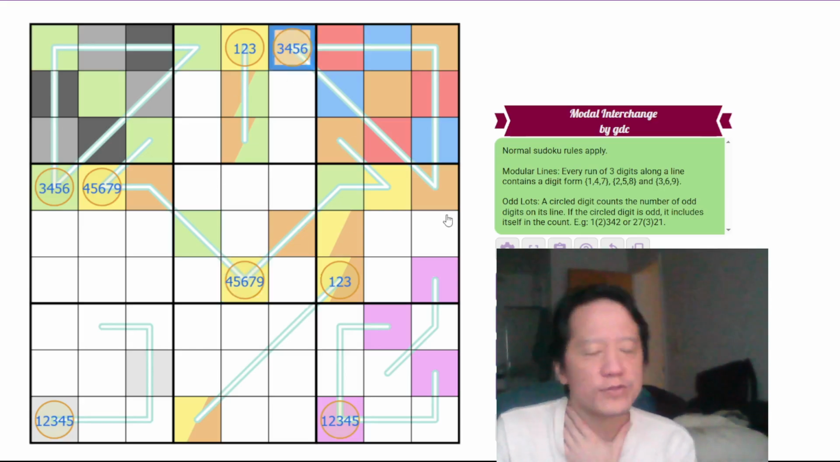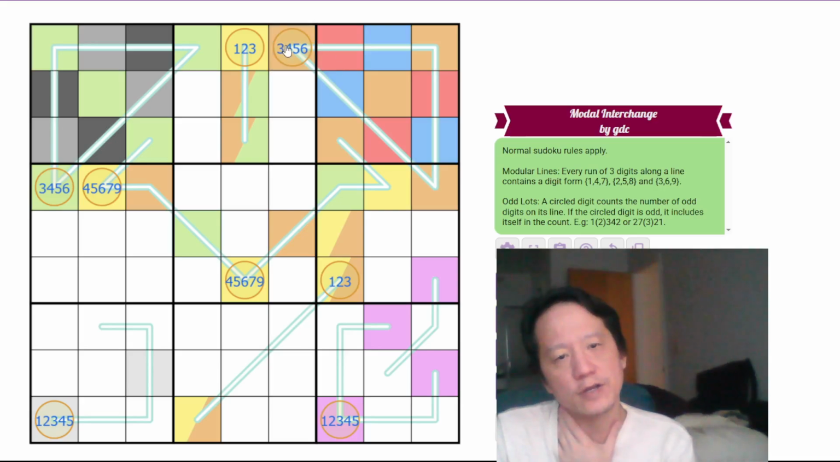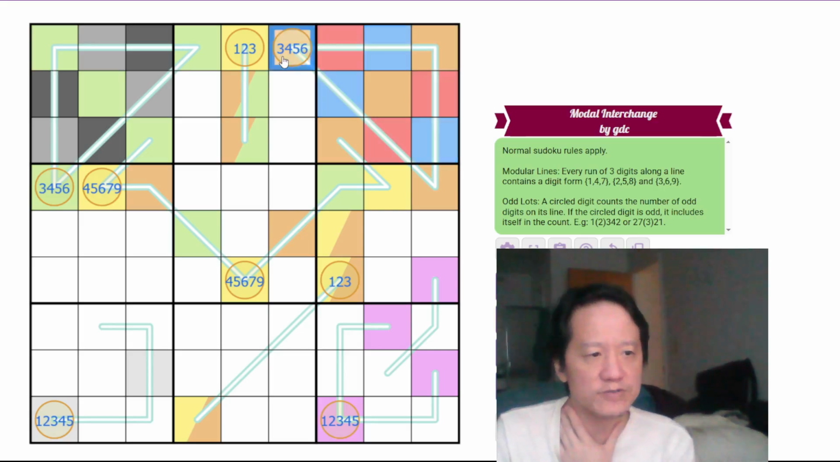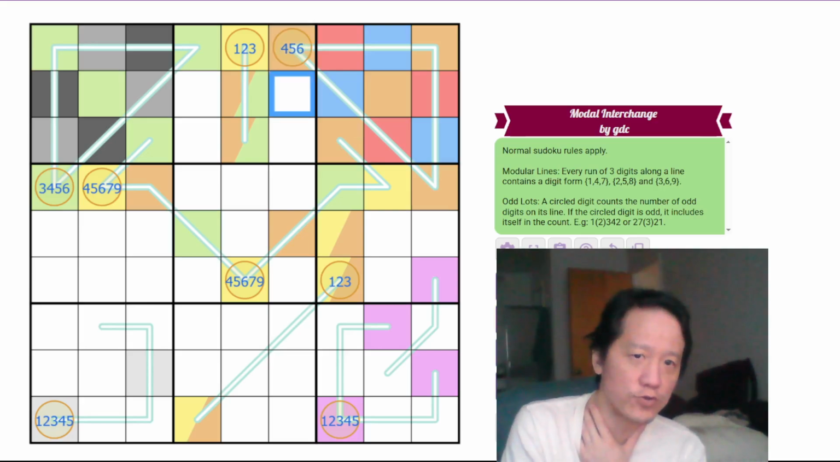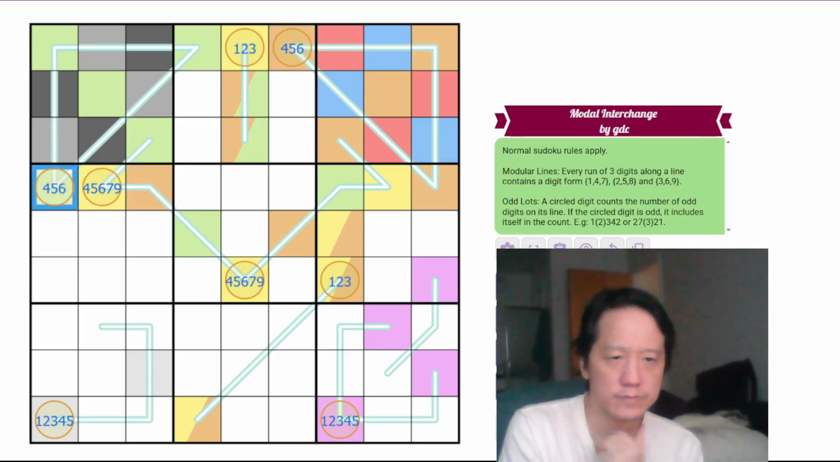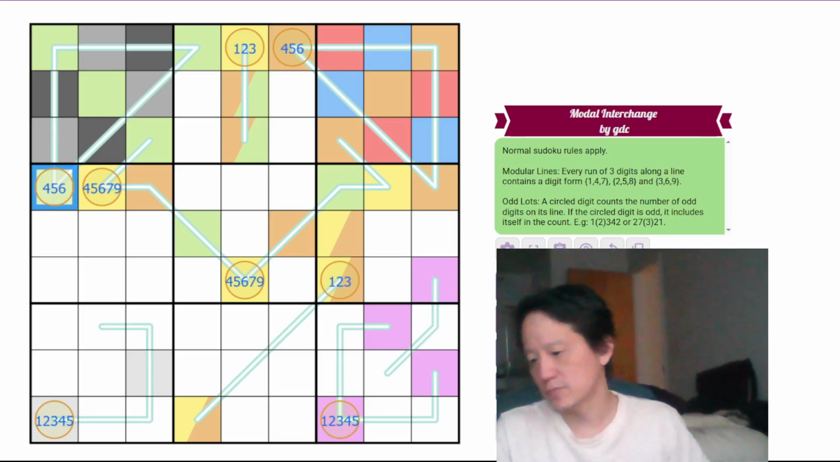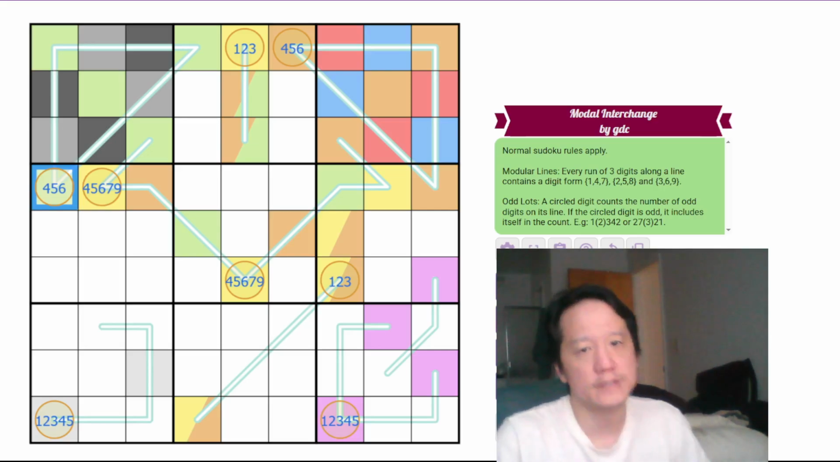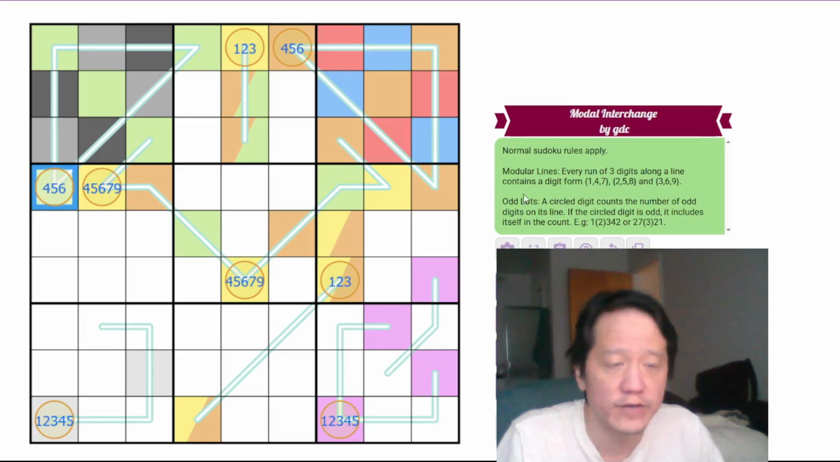This can never be 3. If this were 3, again, this is at minimum 3 odd digits in this box, and plus the 3, that makes 4. So this would have to be 4 through 6. That's interesting. So this is 4, 5, or 6 here.